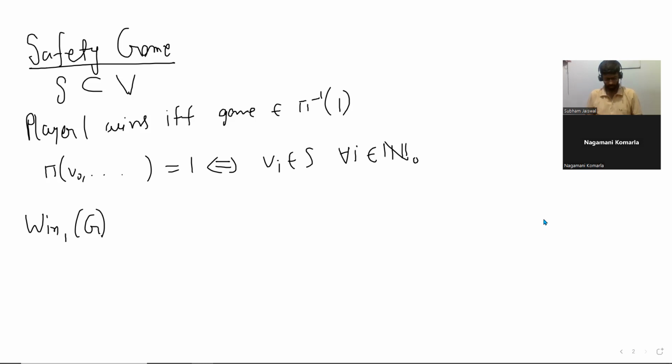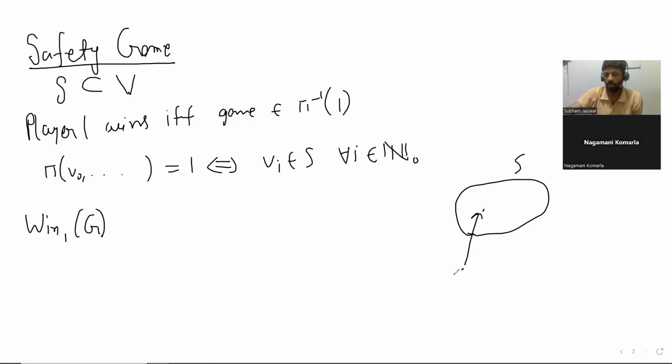So isn't it the set of all vertices that have edges that lead into S? Okay, so you are saying that, but then again, after going inside S, you may not remain in S. You may come out again. You don't want to come out.